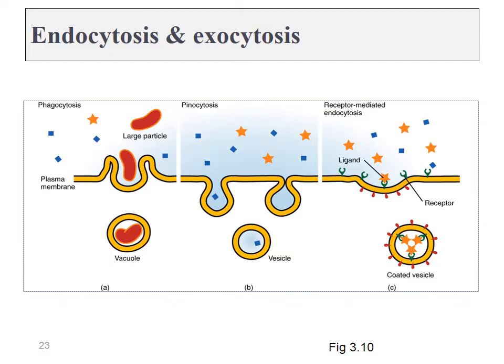Next up, let's discuss endocytosis and exocytosis. The plasma membrane can change its shape to engulf materials from outside of the cell, or do the exact opposite. I can take vesicles and fuse them to the plasma membrane to remove molecules from the cell.